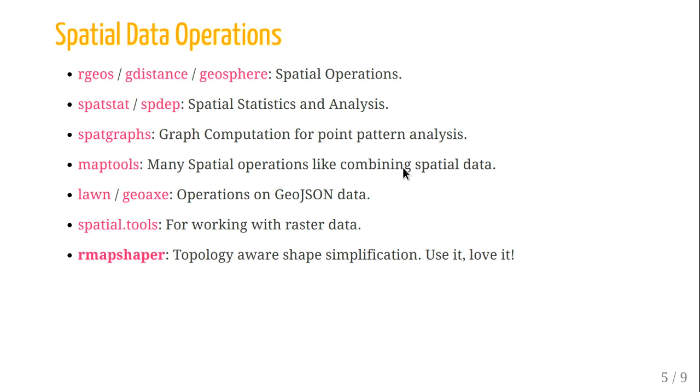Maptools, I should probably have put at the top with those three. It has a bunch of operations for combining spatial data. You'll end up using it quite a bit. If you're strictly working with GeoJSON data, rOpenSci has these two tools called lawn and geoaxe, which work really well on GeoJSON data.